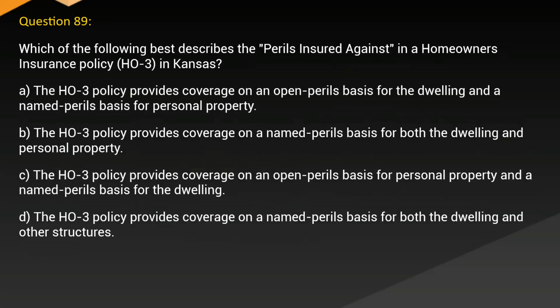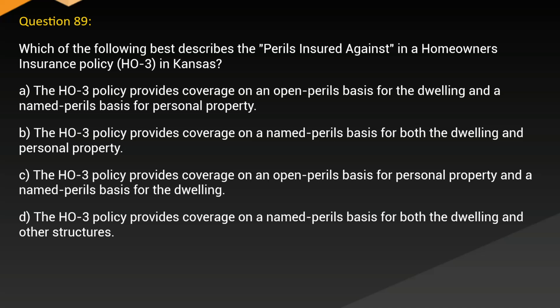Question 89. Which of the following best describes the perils insured against under a homeowners insurance policy HO3 in Kansas? A. The HO3 policy provides coverage on an open perils basis for the dwelling and a named perils basis for personal property. B. The HO3 policy provides coverage on a named perils basis for both the dwelling and personal property.